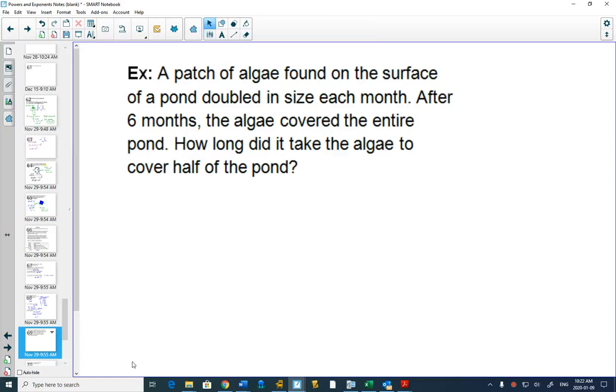Yes, the most common answer is 3 months, and 3 months is wrong. We need to think about this question and read it over a couple of times, because if you understand exponents, you should be able to just tell me the answer. It's doubling every month. In 6 months, it covers the whole thing. How long does it take to cover half of it?